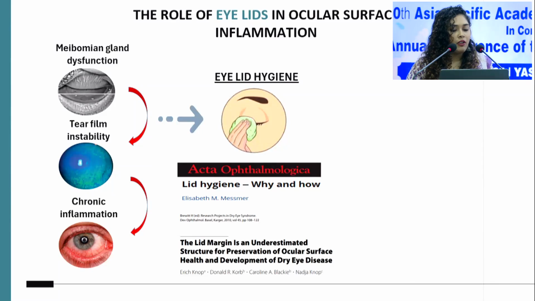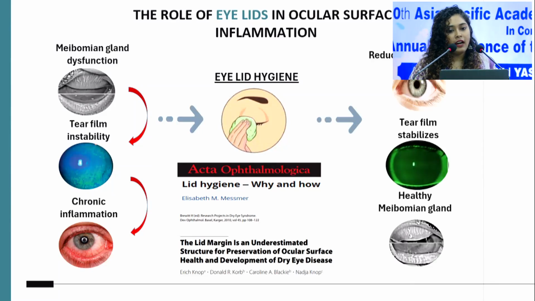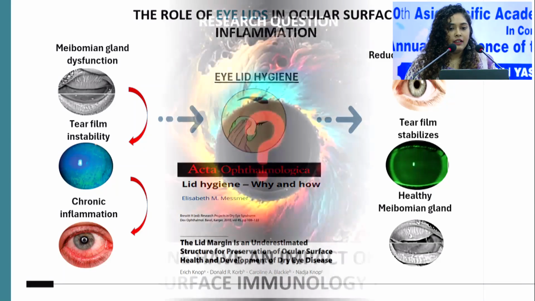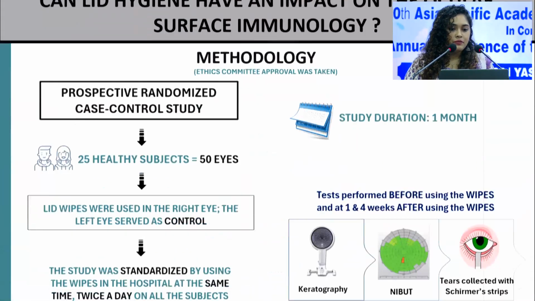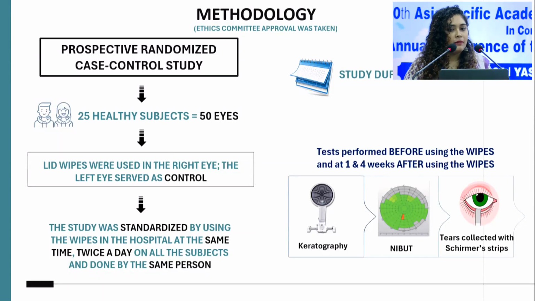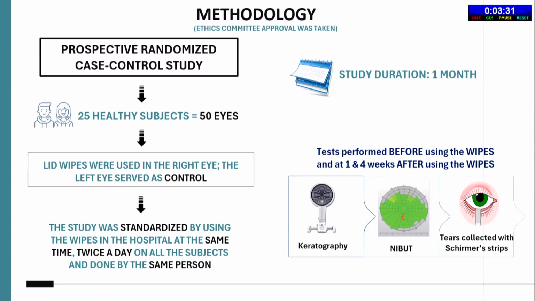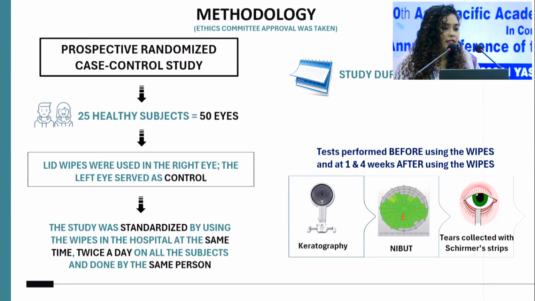There has already been a lot of published data on the effect of eyelid hygiene, which causes reduced inflammation, stabilizes tear film, and causes the meibomian gland to be healthy, which led us to our research question: do lid hygiene have an impact on ocular surface immunology? So we did a prospective randomized case control study where we included 25 healthy subjects. This mainly included our hospital staff and our colleagues, where we cleaned the right eye with the lid wipes and left eye we used as control.